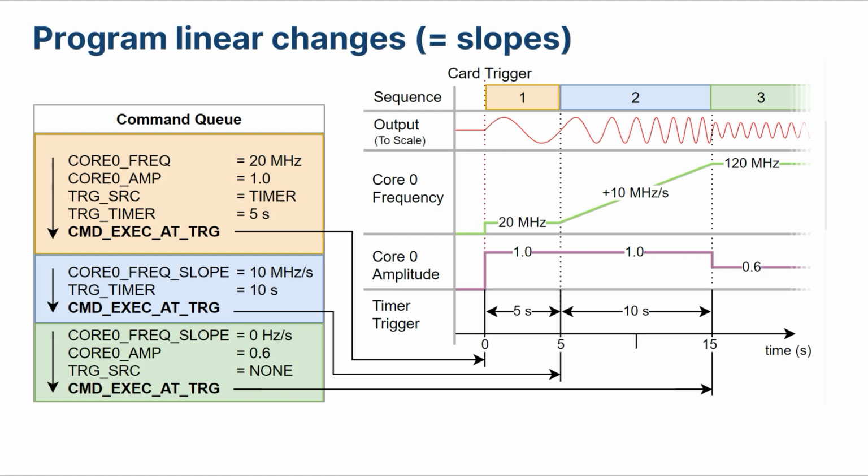It is possible to program linear changes of frequencies or amplitudes with only one simple command. Here is an example. We will shift the frequency for one of the carriers by 100 MHz from 20 to 120 MHz within 10 seconds. Just set the duration to 10 seconds and the slope speed to 10 MHz per second. All commands, like lowering the amplitude in the green block, can be pushed into the FIFO queue at any time, right before the next trigger event.